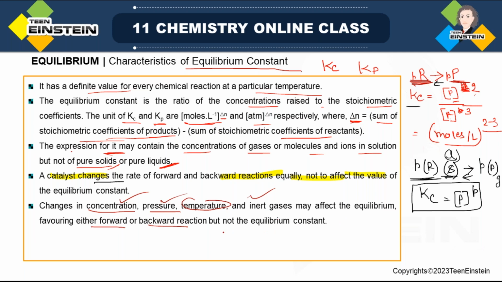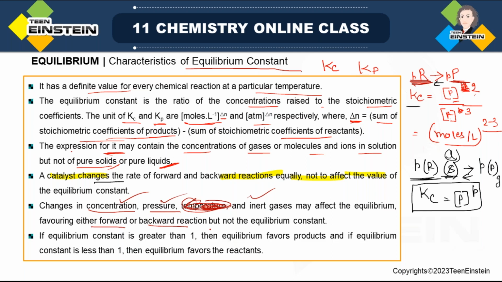So it may affect the equilibrium, favoring either forward or backward, but not the equilibrium constant. Actually, not the equilibrium constant when the sentence is ending like this. There should not be a mention of temperature, because when you say temperature, it will change the equilibrium constant value itself, not just the position. So when I'm saying position change, that means the value is not changed, only the position changed. But when I'm saying the value itself is changed, that means there must be a difference in temperature.